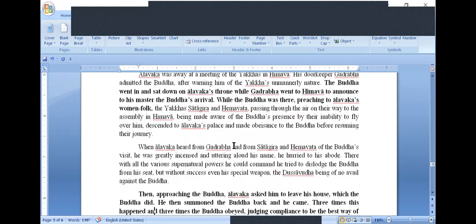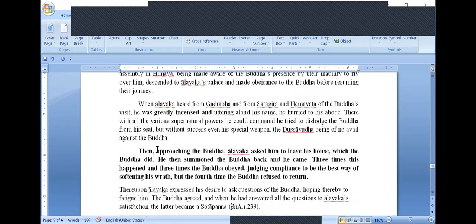Right. So this Alavaka, he heard. And then he was very angry. Right? So he was very angry. So he came back to his abode. Then with all the natural powers he could command, he tried to make the Buddha move from the seat, but without success, even with his special weapon. Then the story from the Sutta comes.